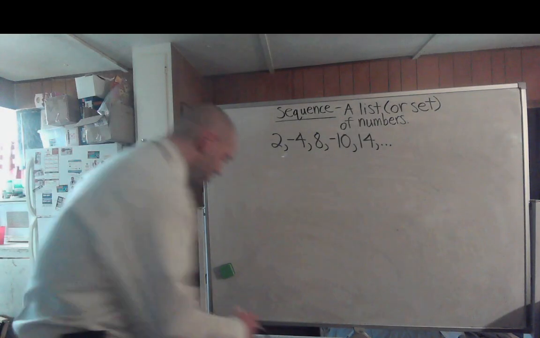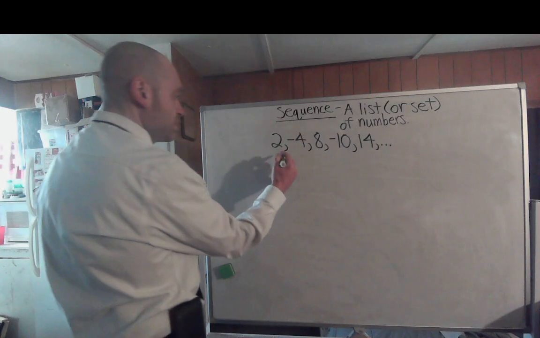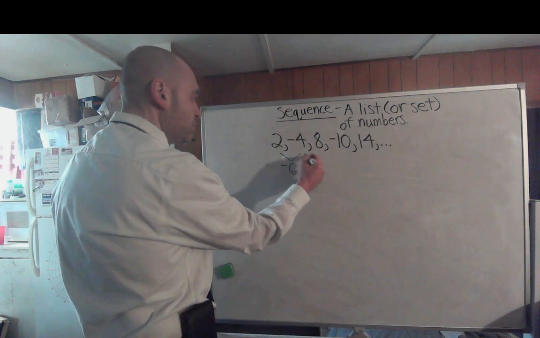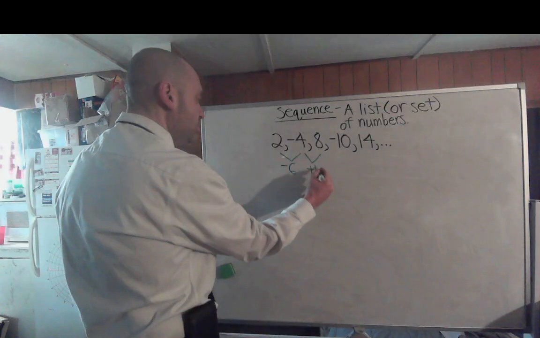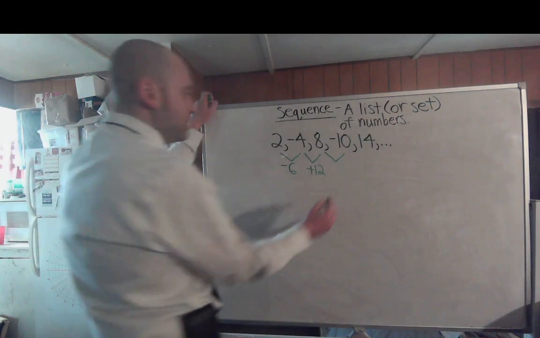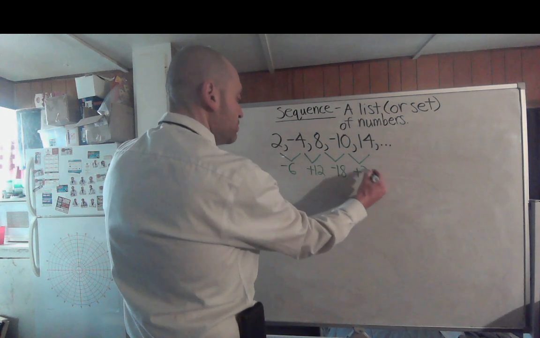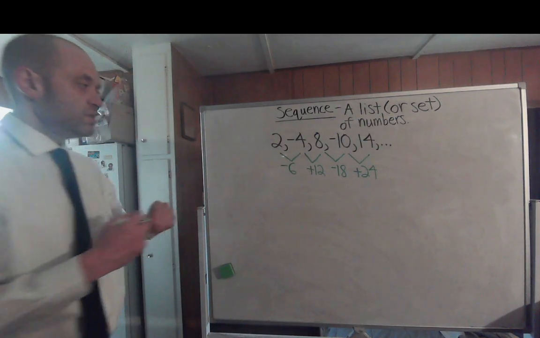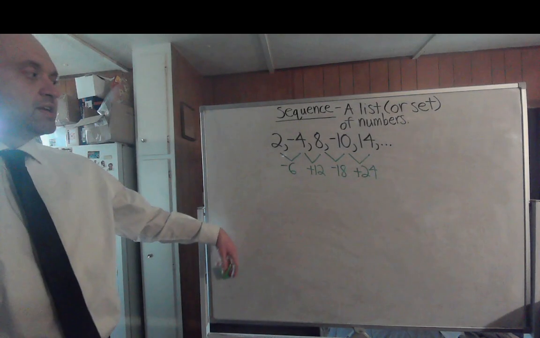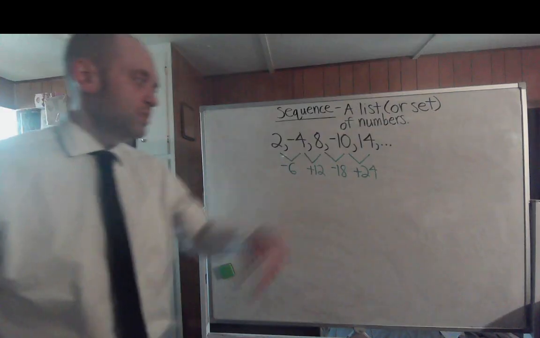Well, you notice here, let me write in a different color for this maybe. We notice here, from here to here, you subtract 6, right? And then from -4 to 8, you're actually adding 12. Now, from 8 to -10, you are subtracting 18, and then from negative 10 to 14, you're adding 24. So you notice you're alternating positive and negative in multiples of 6, right? First you subtract 6, then you add 12, then you subtract 18, then you add 24.